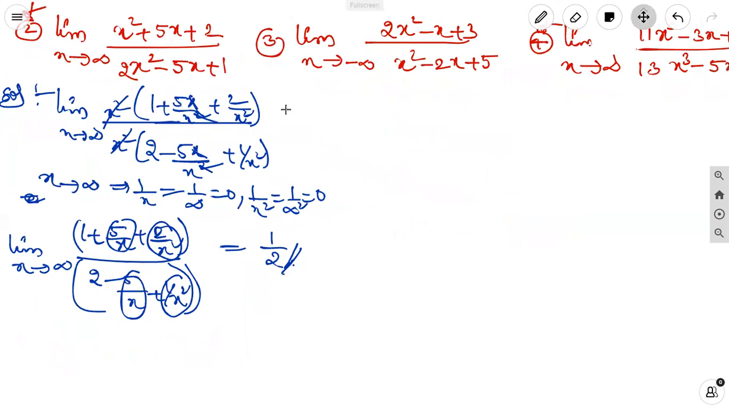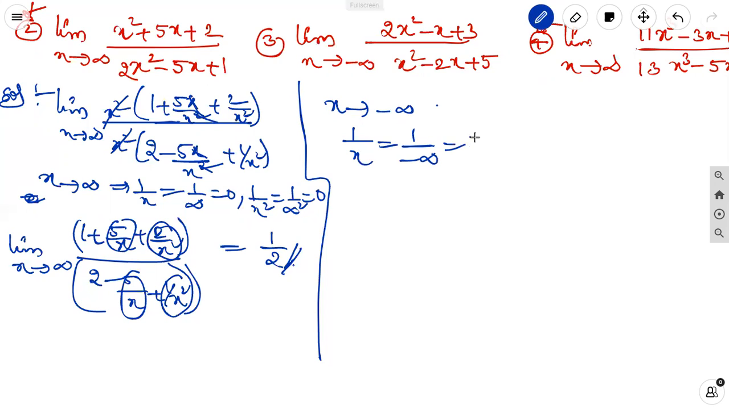You can simplify just as we did in the previous problems. Here also the same thing: x tends to minus infinity means 1 by x is nothing but 1 by minus infinity. It is minus 0, and 0 has no sign, so it is 0. 1 by x square, also 1 by minus infinity square, is also 0. So x square common will get cancelled. The constant terms are 2 by 1, equal to 2, which is the limit value of this. You do that as homework.